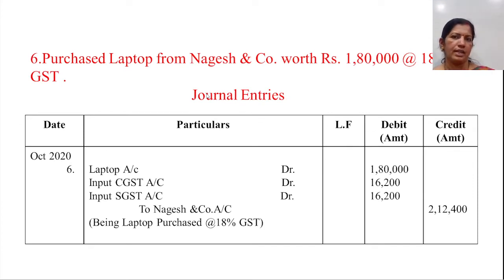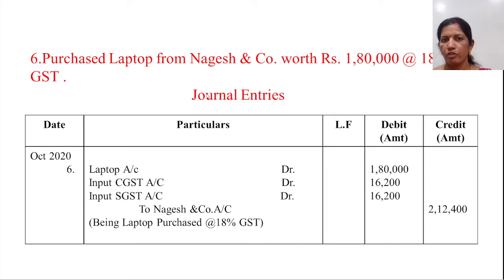Now the next, third journal entry. Purchased laptop from Nagesh and company worth rupees 1,80,000 at 18% GST. See, the transaction is of purchases, but here we purchase a laptop. As per our rules, when we purchase something other than goods, that thing should be taken as the account. In this transaction, we purchased a laptop, which means our first account is laptop.